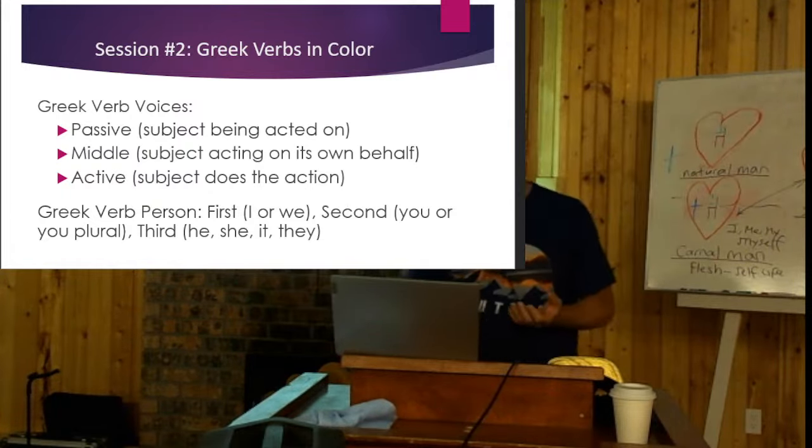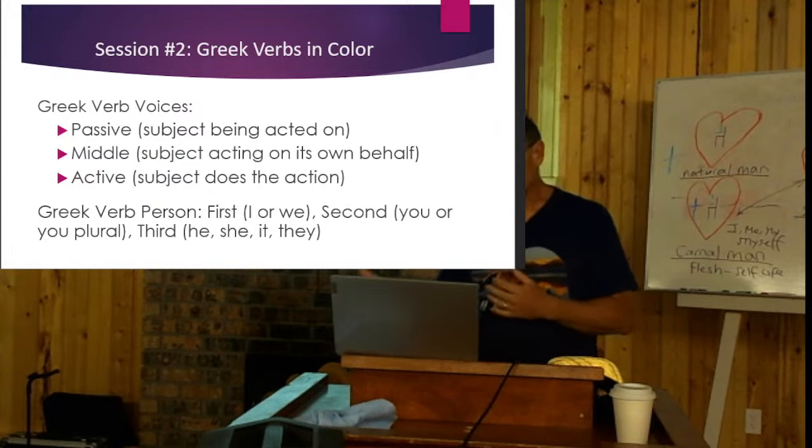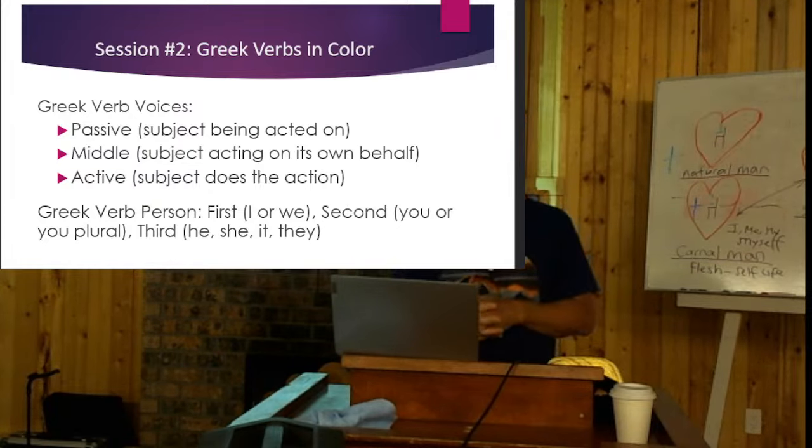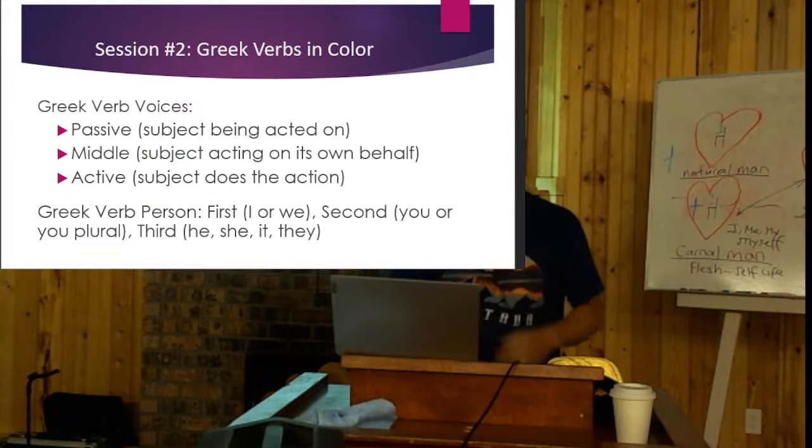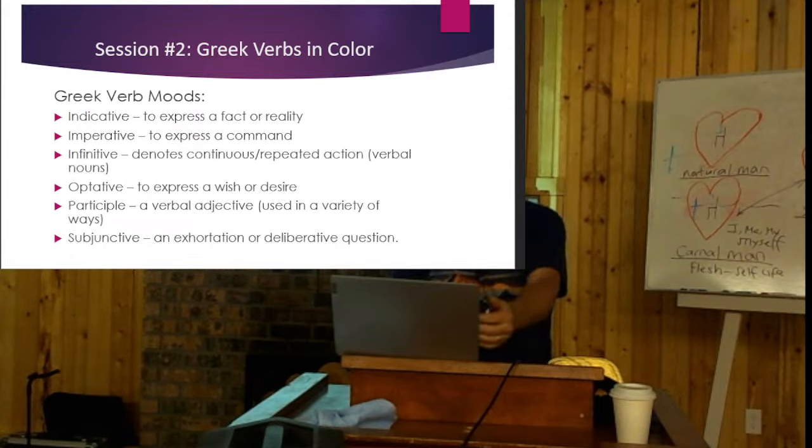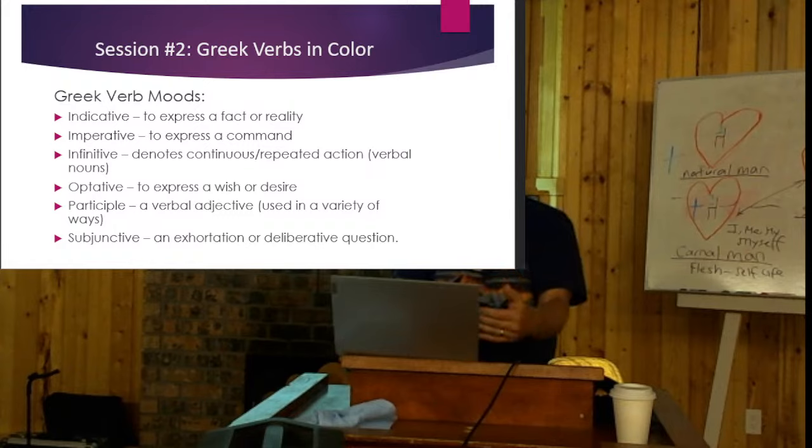And then we have person information, which is very similar to our English. We have first, I or we, second, you or you plural, ye, and then third, he, she, it, they. That's very similar to the English, not much different. So let me just go through this again. We have six verb moods. Of these, I've got five illustrations. We're going to go to Scripture and apply these. Of these, there's really only about four that are used a lot.